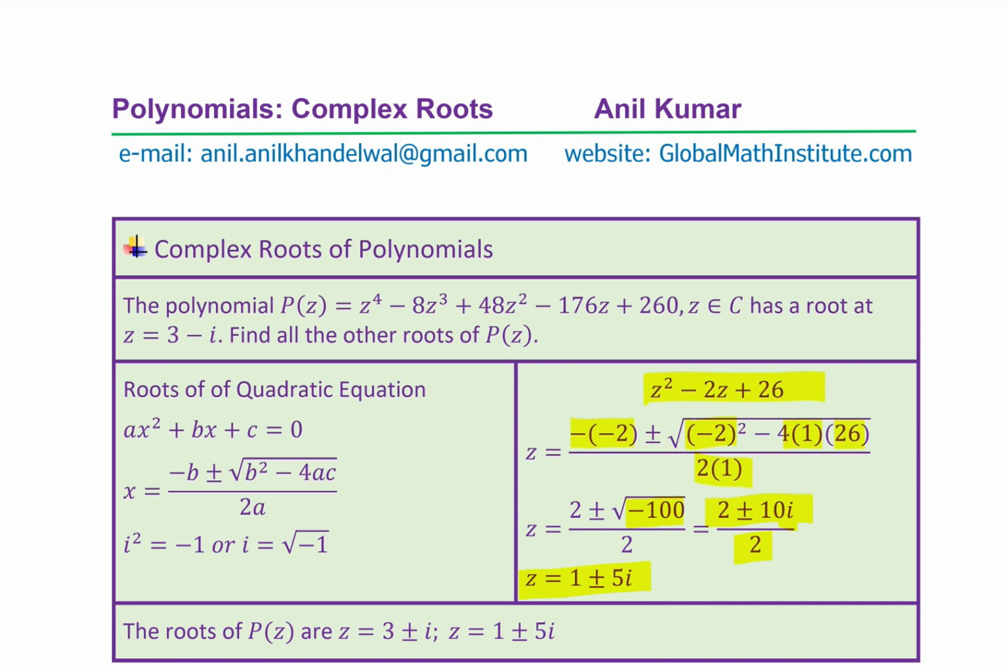So that is how you find all the four complex roots for the given polynomial. Correct? So we can now write down that the roots are 3 plus minus i and 1 plus minus 5i. So I hope these steps are absolutely clear.